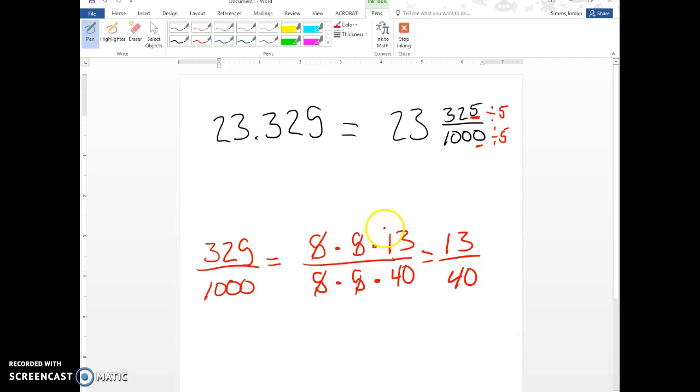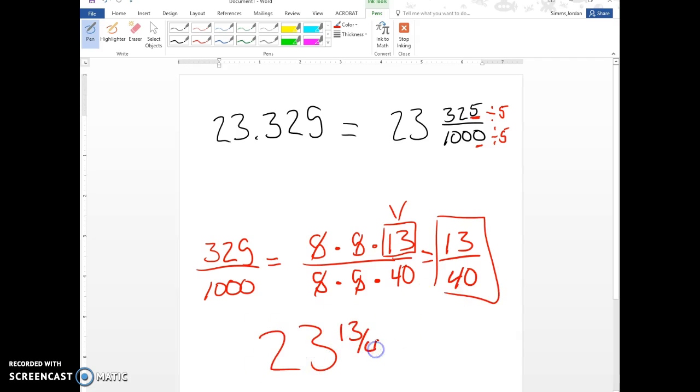And 13 is a prime number, there's no other two factors I can pull out of that. That's how I know we're reduced. So as a mixed number, it would be 23 and 13 over 40.